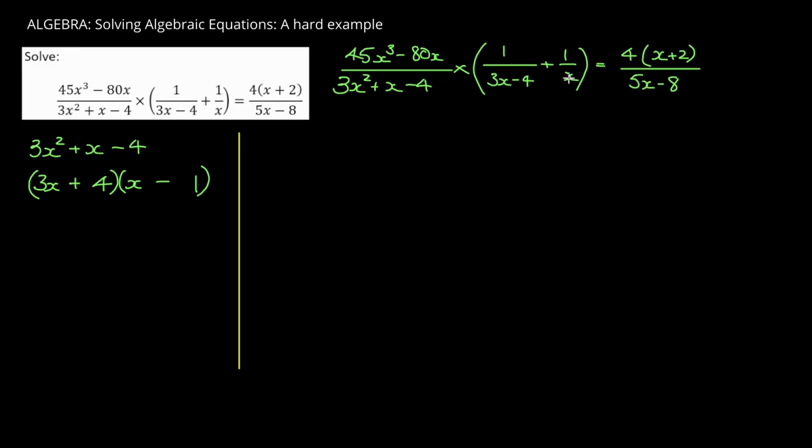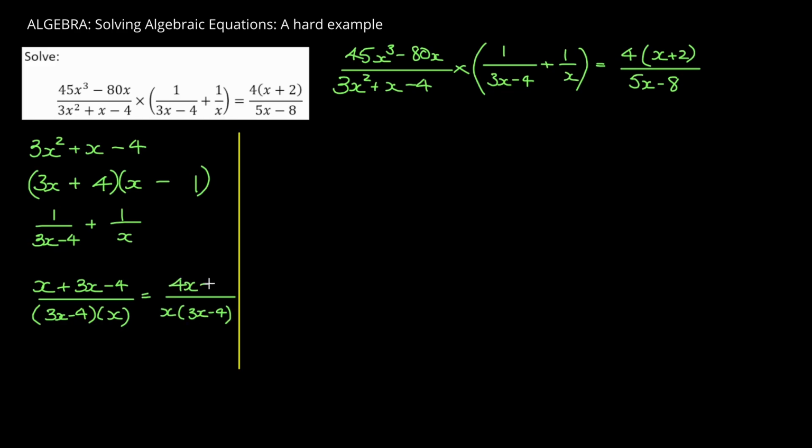I think the next thing to tackle is to put these two guys on a common denominator. And that common denominator will be the multiplication of both these terms. So this is 3x minus 4 multiplied by x. 3x minus 4 goes into our denominator x times, plus x goes into our denominator 3x minus 4 times, so 3x minus 4. So this will be equal to 4x minus 4.